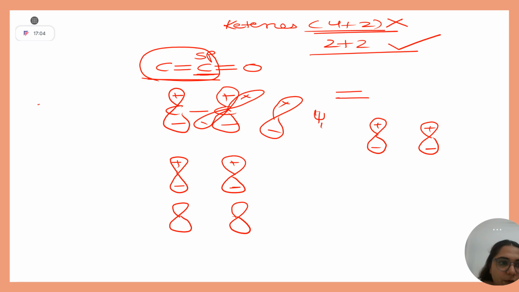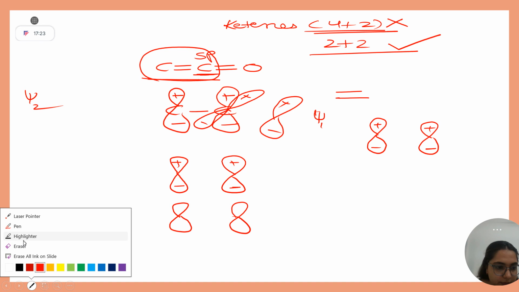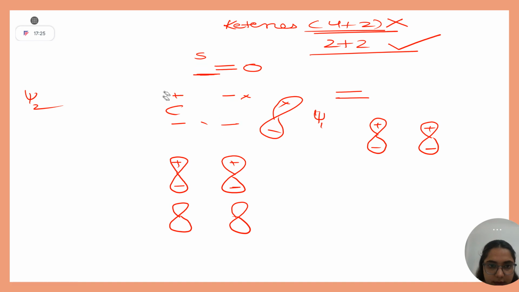And in 4 plus 2, what will be your HOMO? HOMO will be psi 2 and LUMO will be psi 3 for the four electron system. Okay, so that thing is clear, right? Just let me erase this.